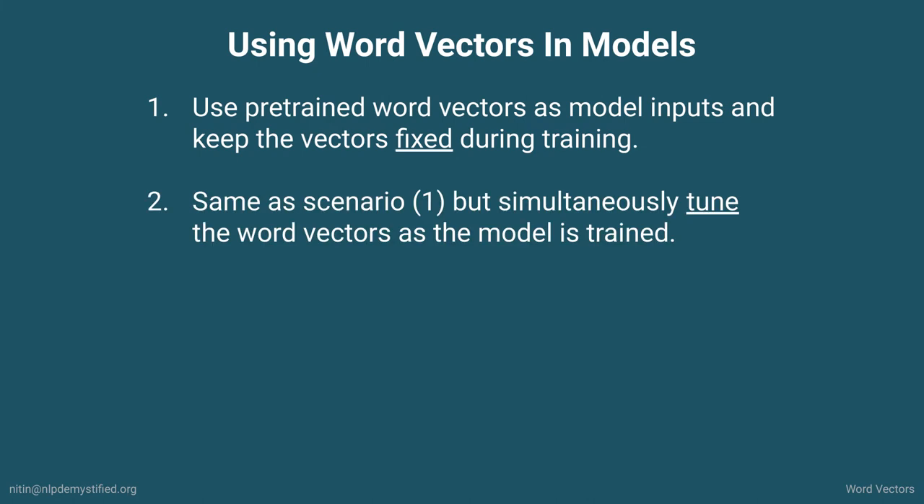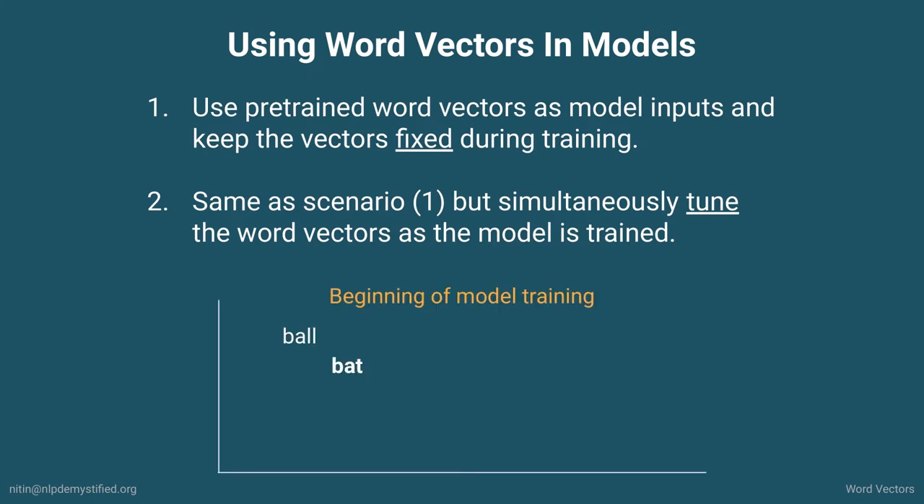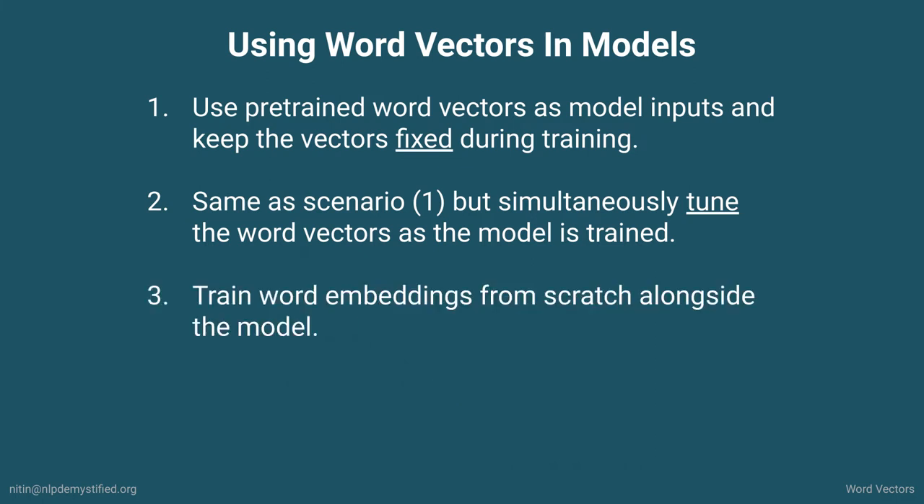The second scenario is the same as the first, but this time, we allow the learning algorithm to adjust or fine-tune the word vectors during training. So, for example, perhaps at the beginning of training, the vector for the word bat is at this location in vector space. During training, however, the learning algorithm is now free to adjust the vector for bat or any word if it leads to a better outcome. This means by the end of training, the vector for bat might be somewhere else in vector space. Something to keep in mind. The last scenario is to train word embeddings from scratch alongside our model.